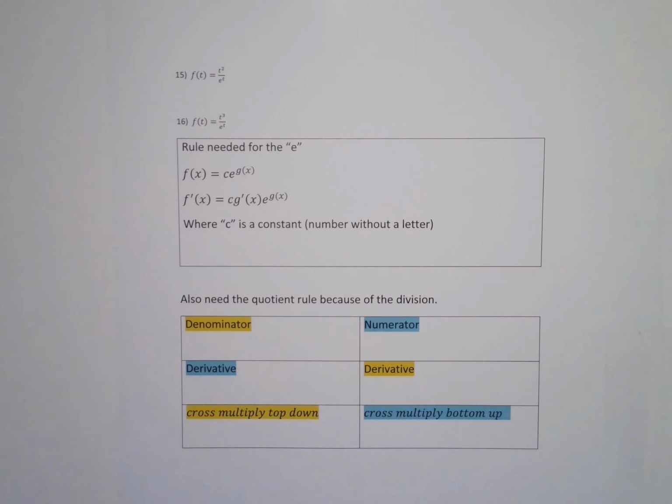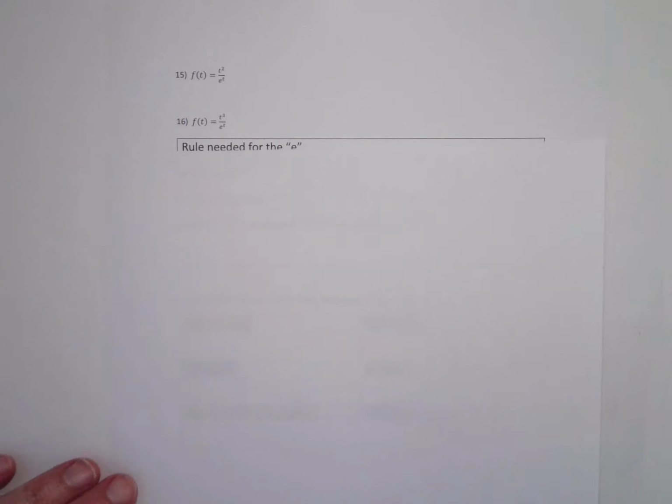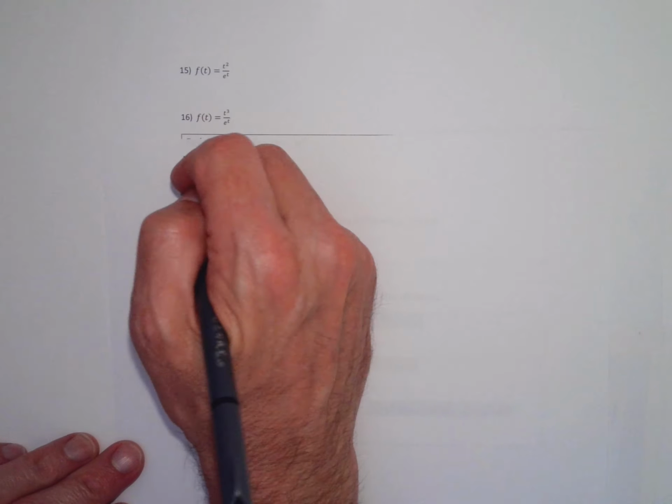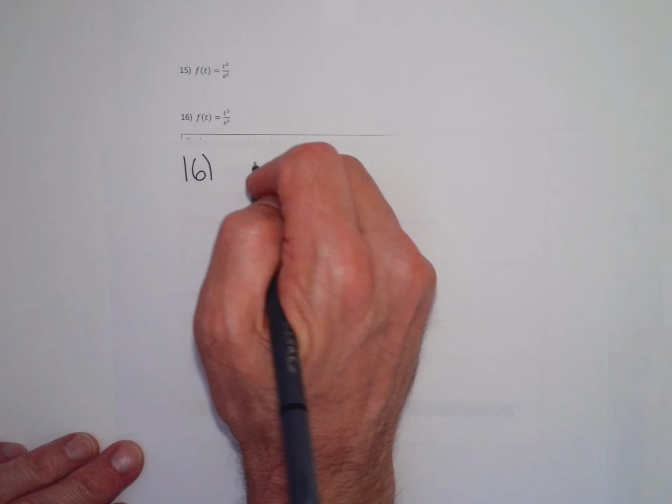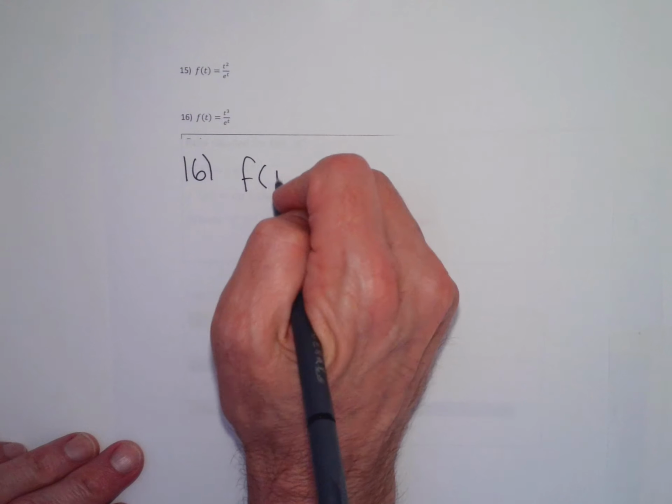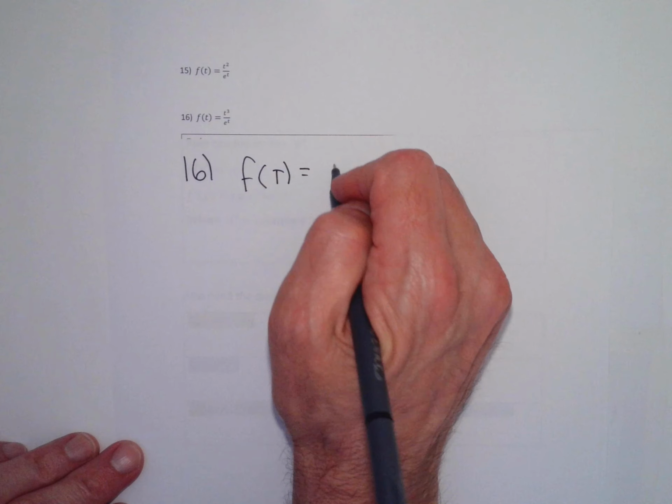More grunge coming up. Got a couple of quotient rule problems. Boy, that's font. I didn't even font those up. I wonder why I didn't font them up. Yeah, I'll just deal with the lack of font.